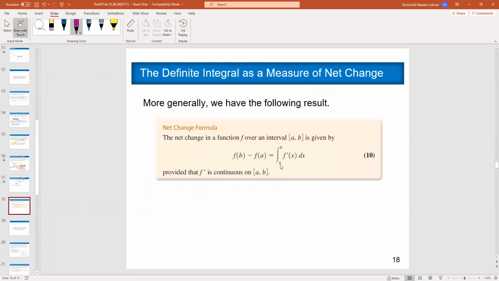Okay, so the net change formula is, if you have a rate there, then the outside is that function, and the evaluation is at the lower and the upper limits, and of course provided that f prime is continuous on [a, b].